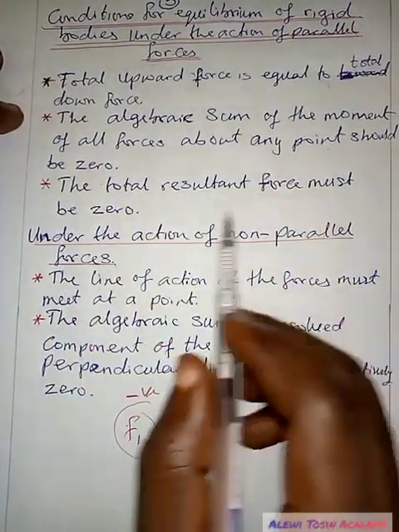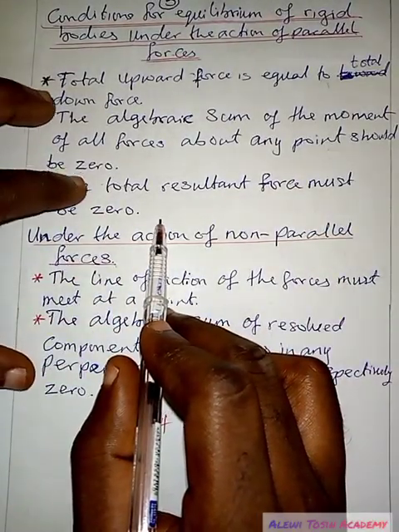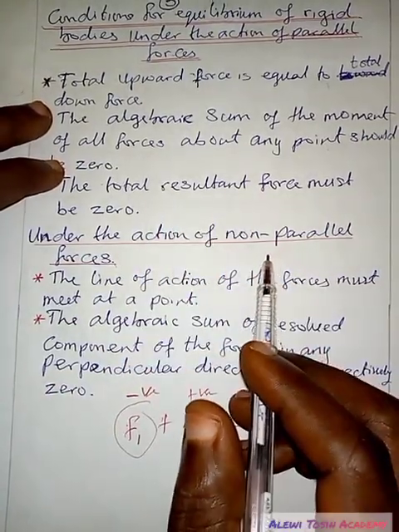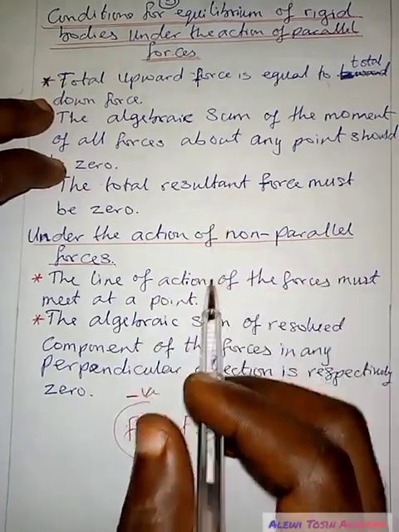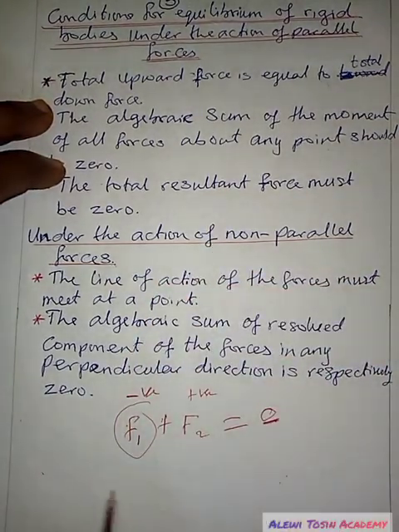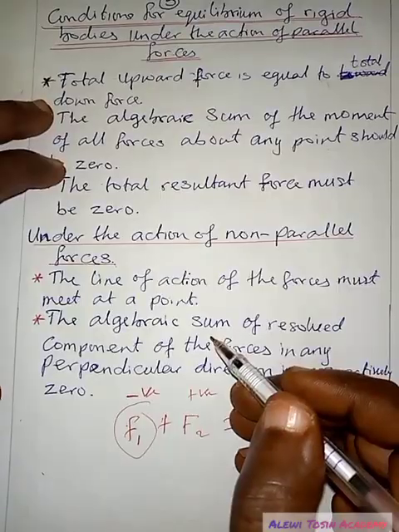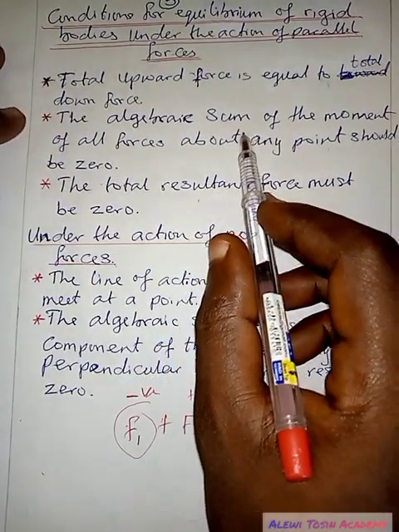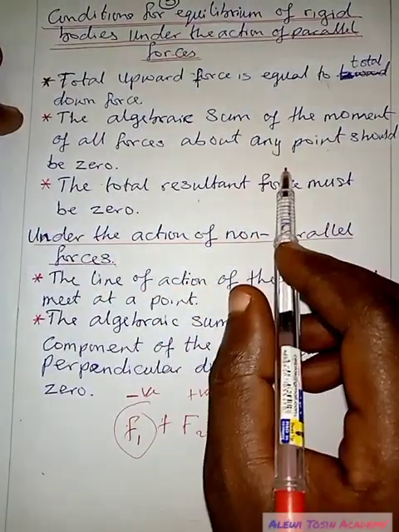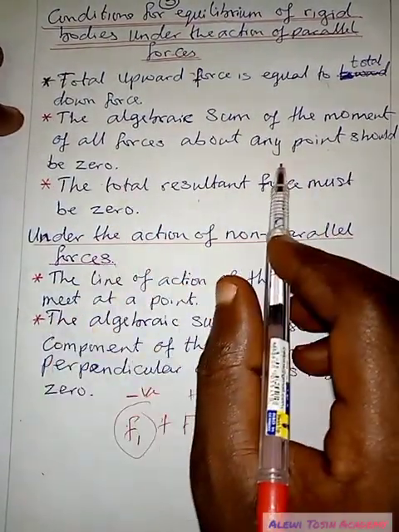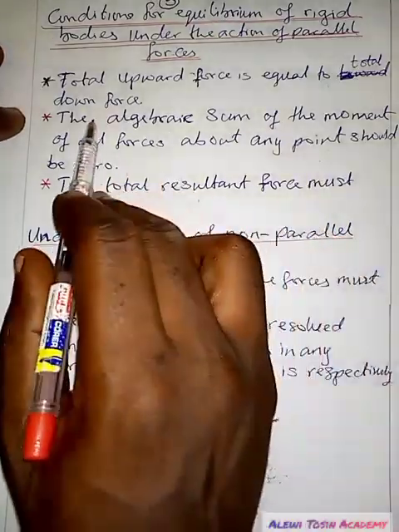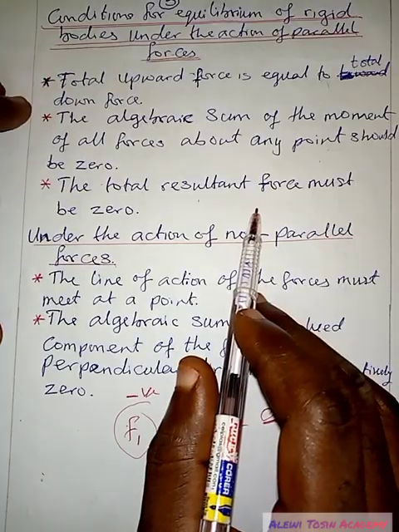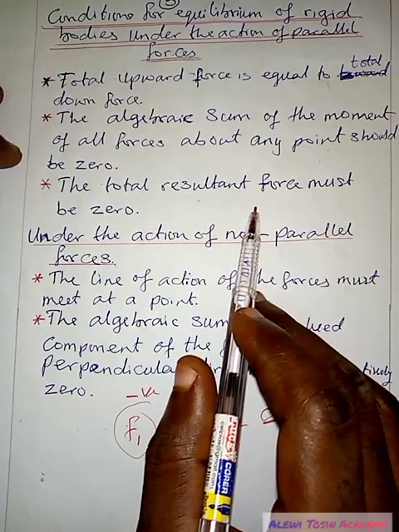Now the total resultant force must also be zero. We told you that the resultant force is the force that has the same effect as the two other forces. We explained that in the previous class. So one, the resultant must be zero. Two, the algebraic sum of the moments of all forces must be equal to zero. And again, the upward force and the downward force must be equal.